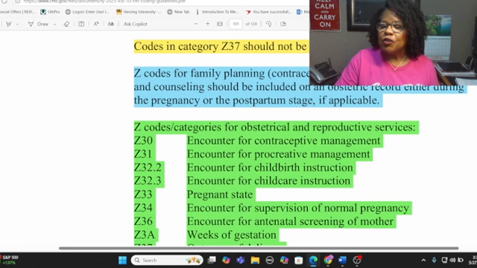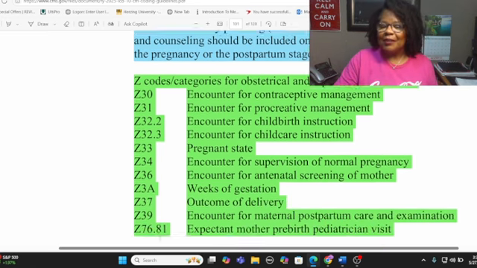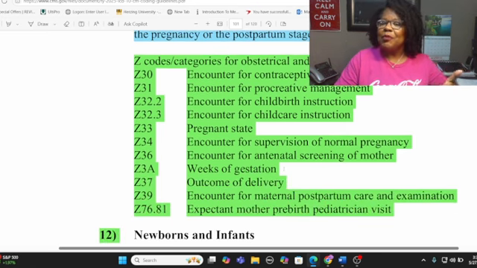Z34, Encounter for Supervision of Normal Pregnancy. Z36, Encounter for Antenatal Screening of Mother. Z3A, your weeks of gestation. Each time the mother comes in, how far along is she? We identify it by weeks. Z37, Outcome of Delivery. And Z39, Encounter for Maternal Postpartum Care and Examination. And finally, Z76.81, Expectant Mother Pre-Birth Pediatrician Visit.